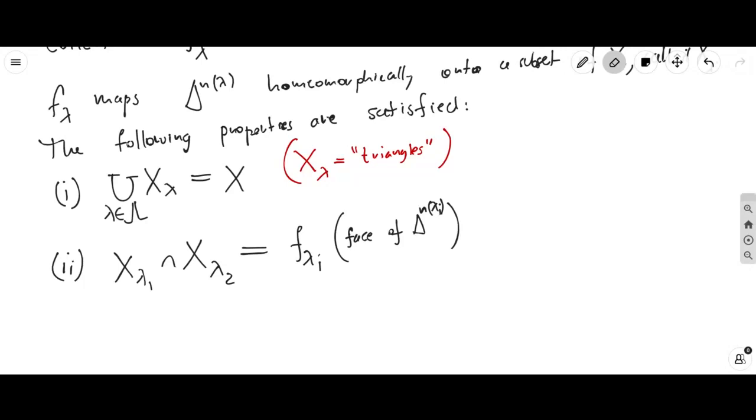Now, let me give you some examples of triangulations, and I think it is helpful to begin with an example of something that is not a triangulation first, so then you understand the definition a little bit better.